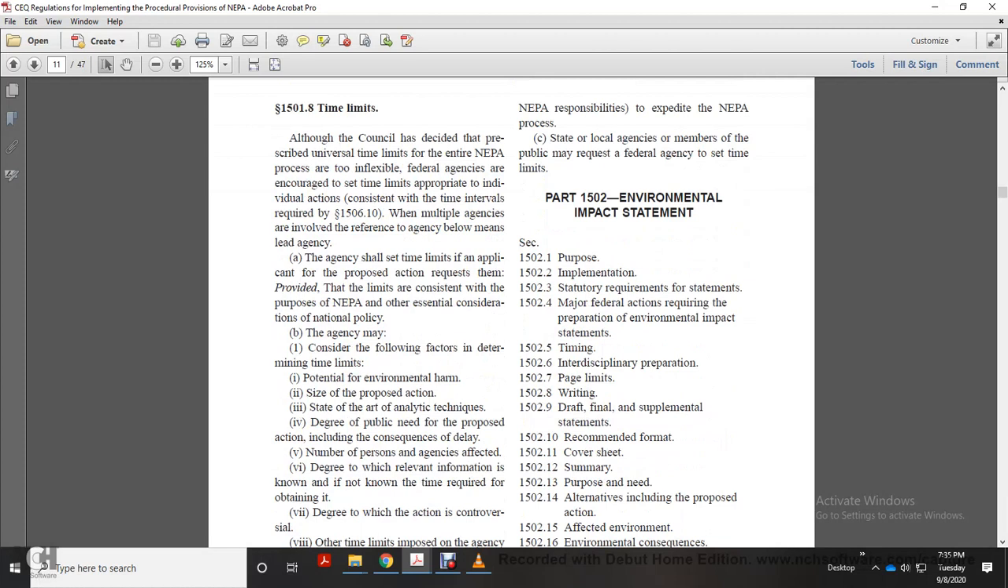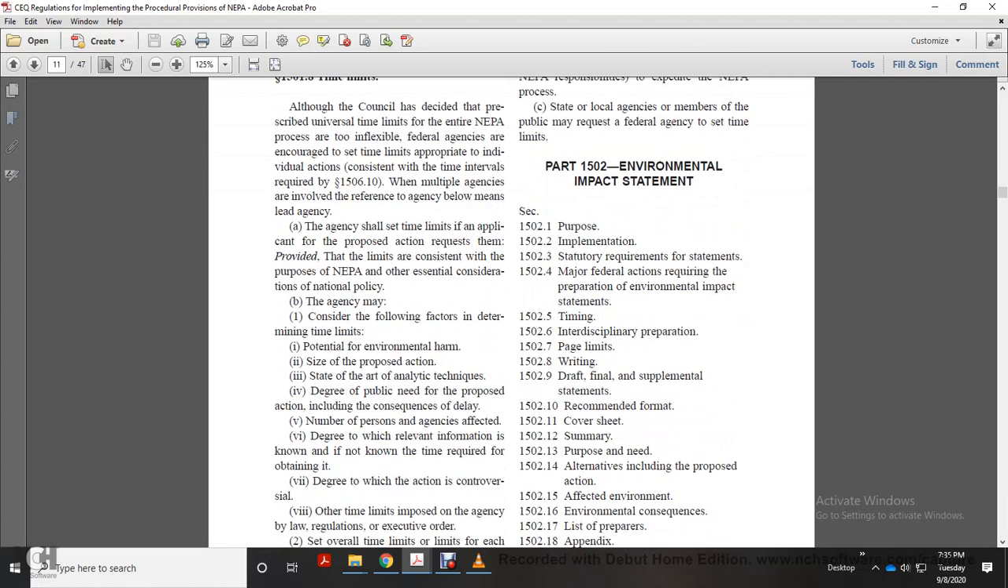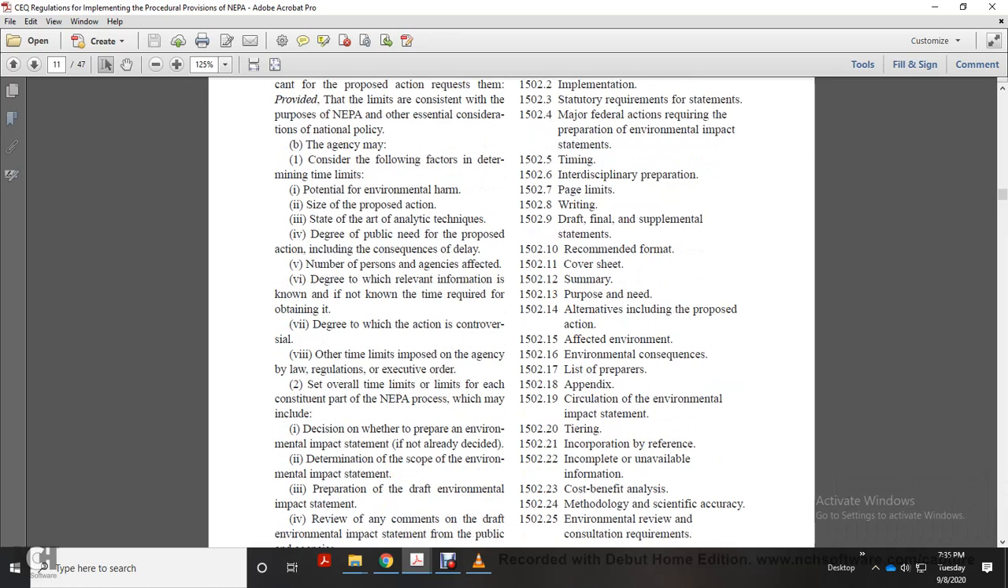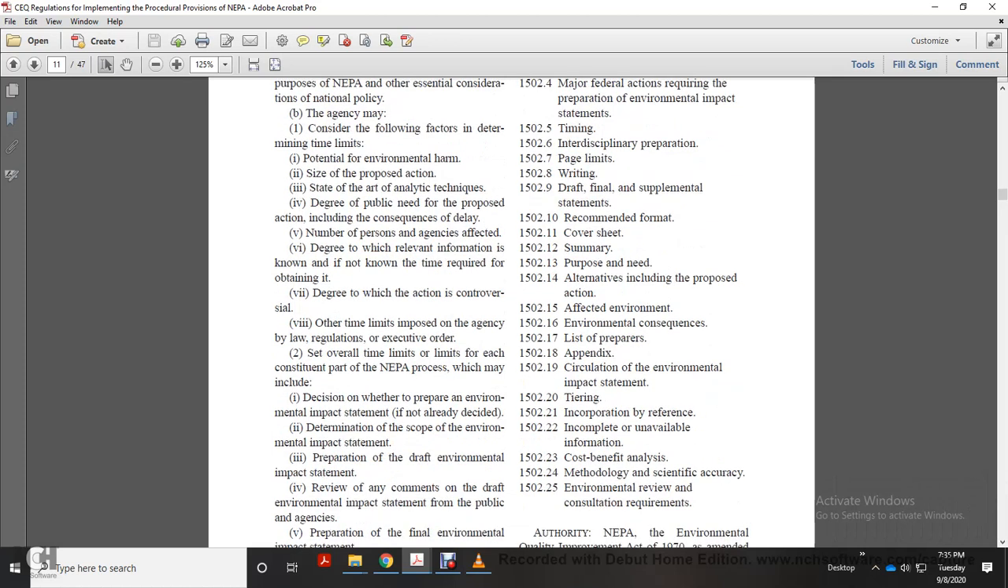purpose of and need, alternatives including the proposed action, affected environment, environmental consequences, list of preparers, appendix, circulation, environmental impact hearing, incorporation by reference, incomplete or unavailable information, cost-benefit analysis, methodology, scientific accuracy, environmental review, and consultation requirements.